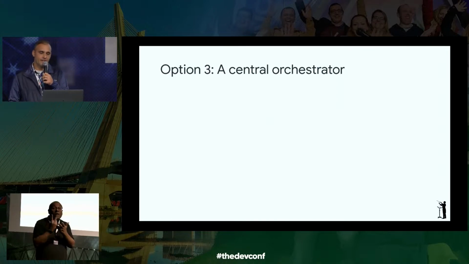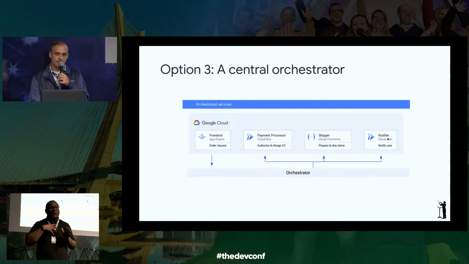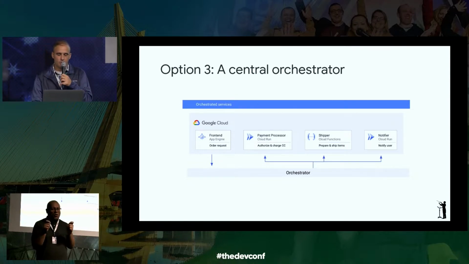Another option that you have is to use a central orchestrator. And in this model, you still have your services, but you also have a central orchestrator, an external service, where you define how your calls should happen. So the orders will come into the front end. Then the front end will start the orchestration. The orchestrator has a list of services to call, and it will call the payment processor first. It will get the result. Then it will pass that result to the shipper, and it will call the shipper, and it will get the result, and so on and so forth.